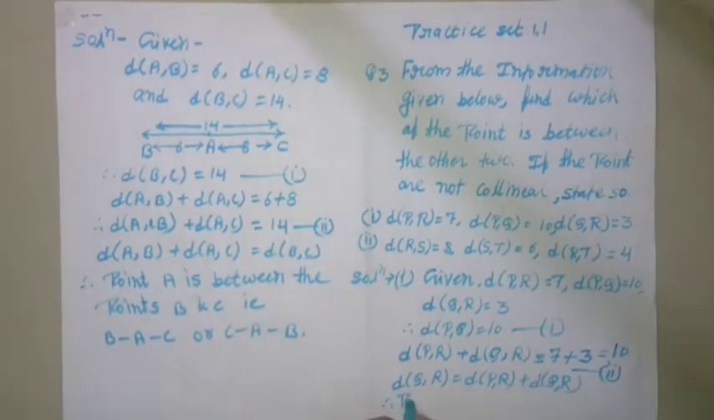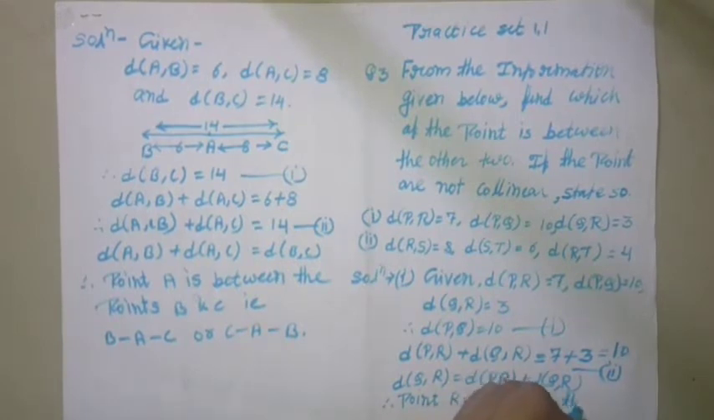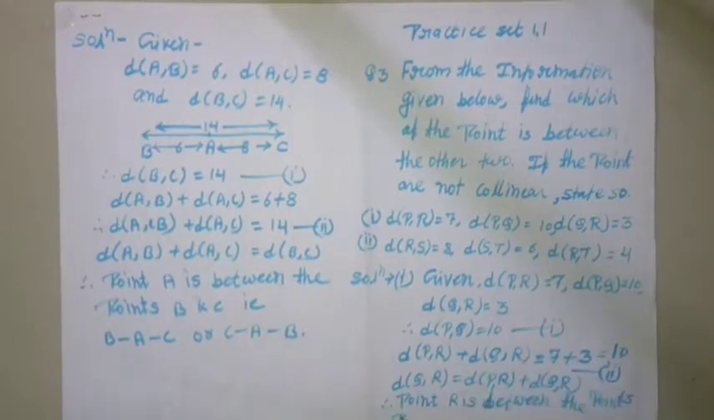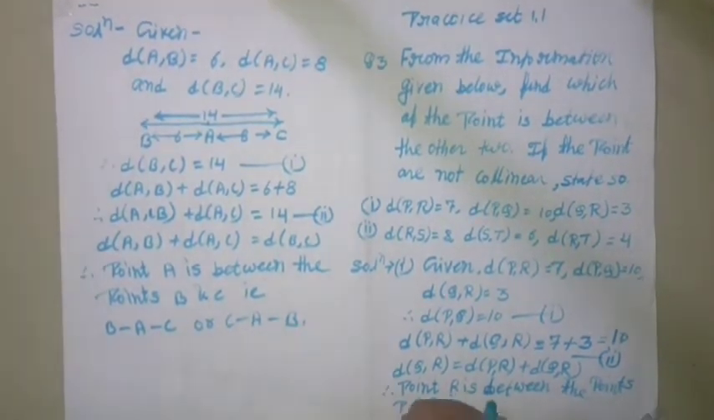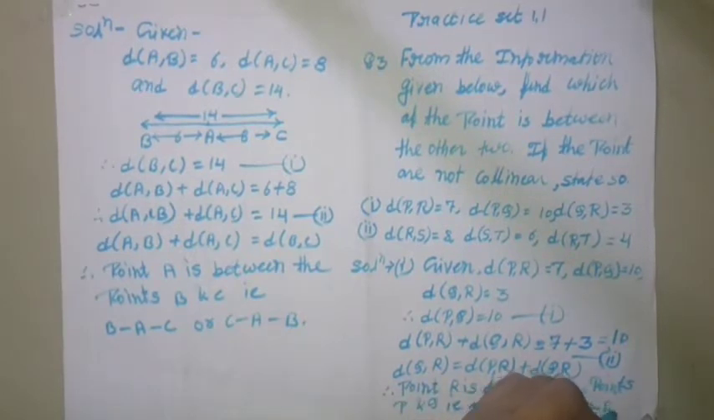Therefore, point R is between the points P and Q, that is P, R, Q or Q, R, P.